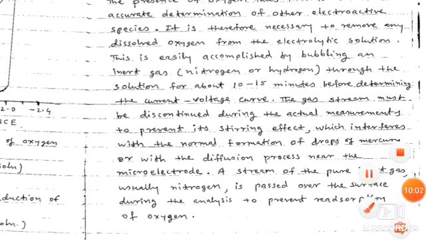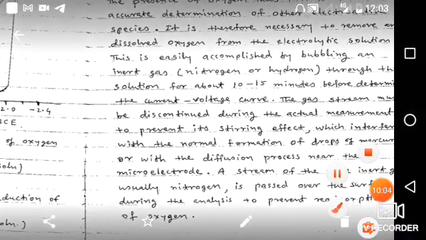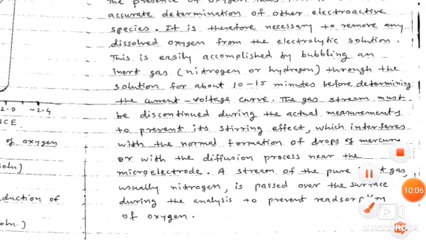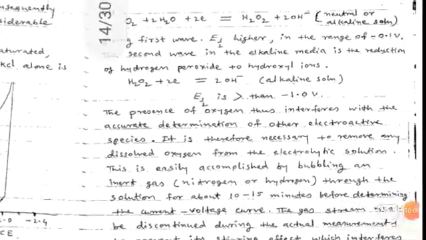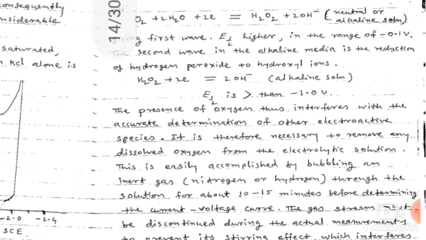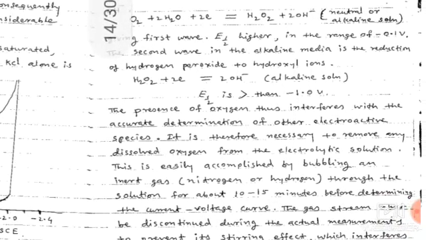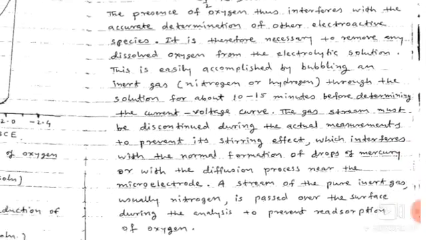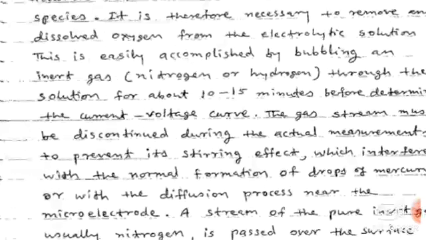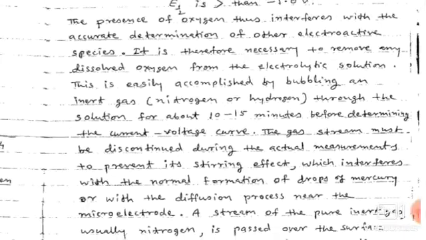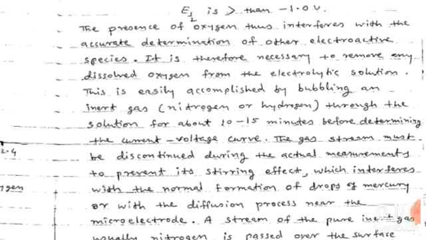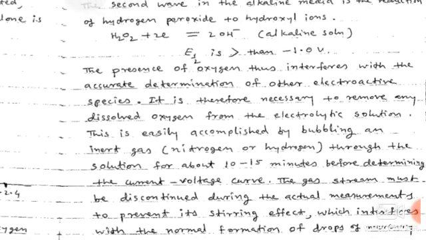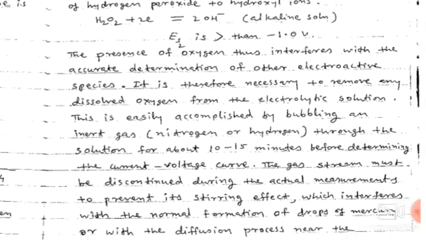So what is the interference in the potential due to the reduction and oxidation of the water, oxygen and H2O2, which makes difficulty in the measurement of the potential of the electroactive species. And for this purpose it is necessary to remove the oxygen which interferes with the measurement.